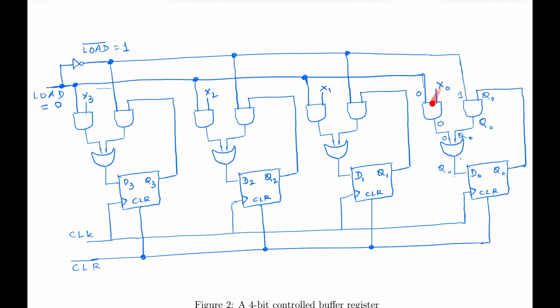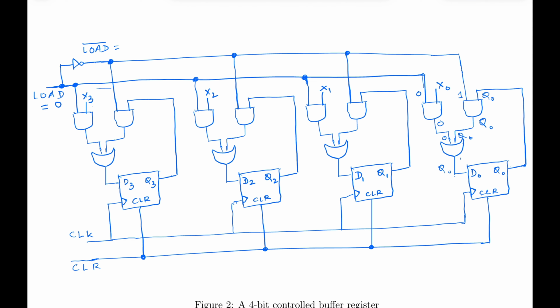So what is true for this unit is also true for this unit, and also true for this unit and this unit. So X3 input, X2 input, X1 input, and X0 input, they will never reach the output of the D flip-flop. Clear? So this is the first case. And we see the other case.